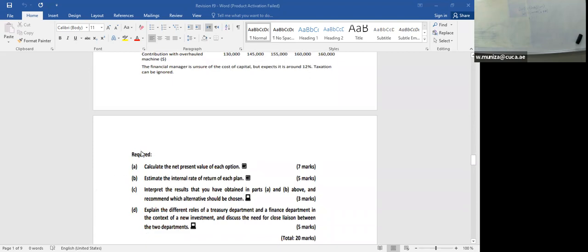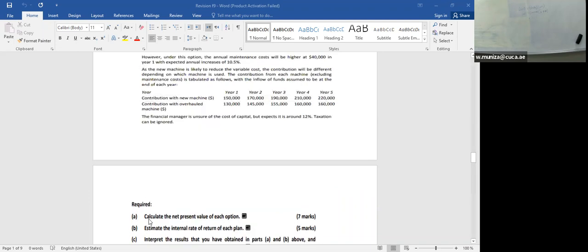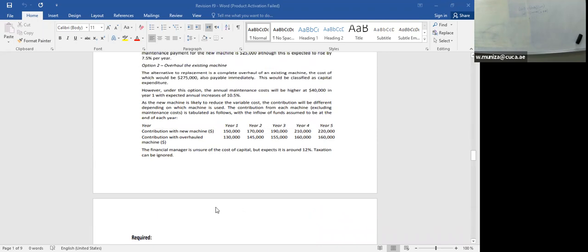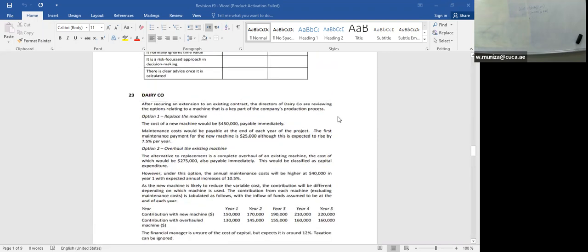The requirement of the question is, you can see, calculate the NPV of each option, estimate the internal rate of return. First, these two we are going to do, and the later two are theoretical questions. So we are required to calculate the net present value of each option and internal rate of return of each option. So let's start doing it.